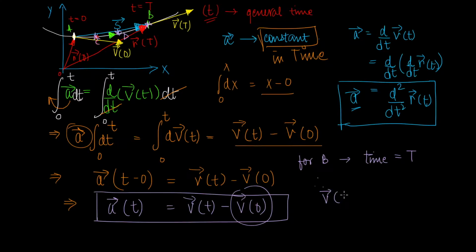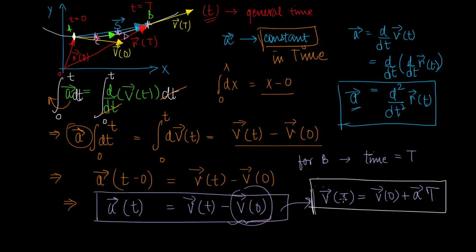Therefore, v of capital T, using this equation here, gives you v of 0, because this is a constant, plus a times capital T. And this is your first equation that we had written before. There you go. So the velocity at final point B happens to be the velocity at initial point A plus the acceleration vector times time. And this is a very simplified version of what acceleration is: the difference in velocities divided by time. From this equation, acceleration does seem to be velocity difference divided by time, and that also holds. So there you have it, that's the first equation.